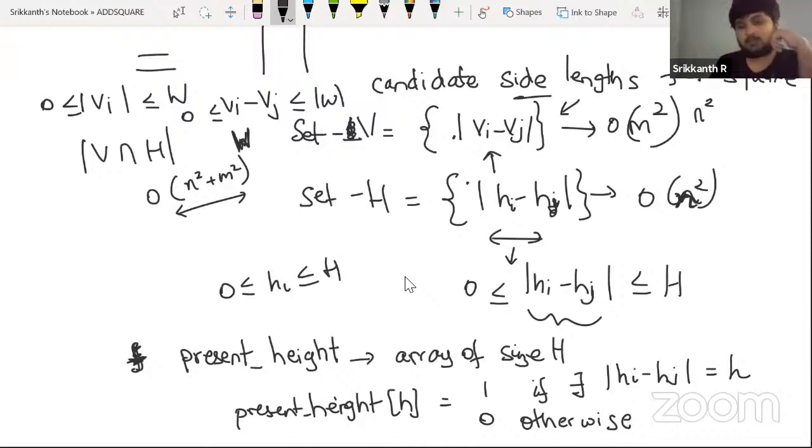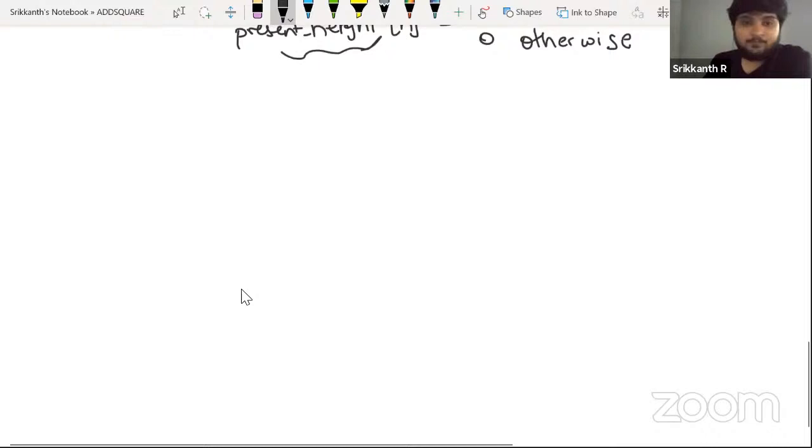So why do we need this array? Well, this is an array that stores the set of candidate heights, right? If there exists a pair of horizontal lines with a difference h, we can store this array to maintain that information. Okay, how is it useful? Let's move over here. Initially, let's say present height of h is 0 for everything.